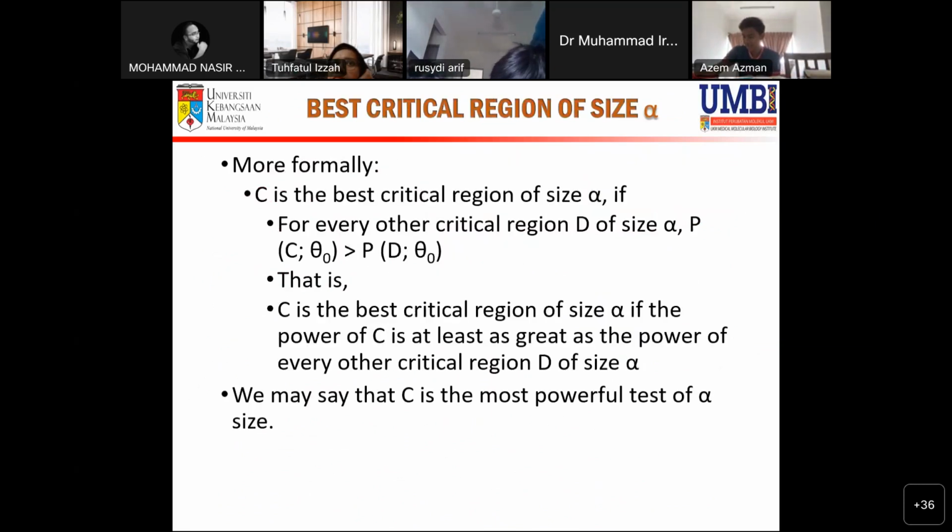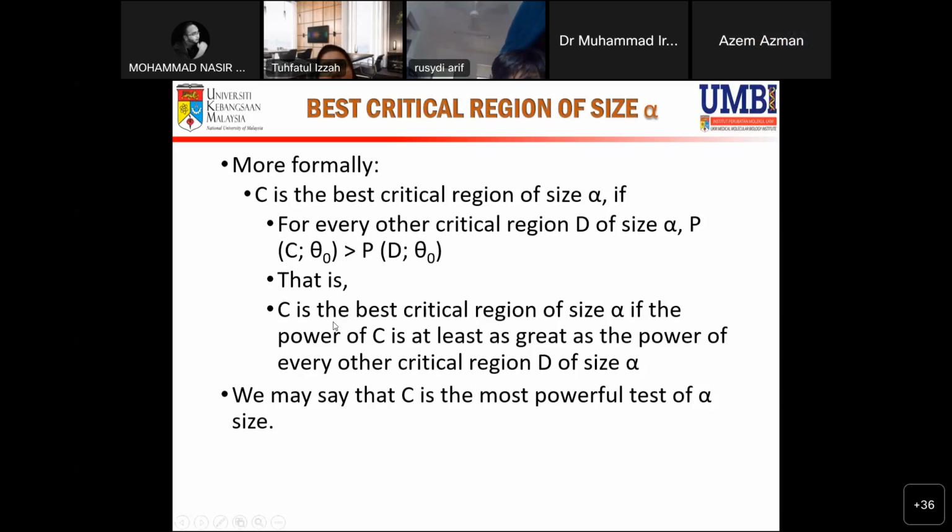Okay. So more formally, C is the best critical region of size alpha if for every other critical region D of size alpha, the power under the critical region C, given the null hypothesis, is bigger than the power for the other critical region. That is, C is the best critical region of size alpha if the power of C is at least as great as the power of every other critical region D of size alpha. And in this case, we may say that C is the most powerful test of size alpha. Why is it most powerful? Because it maximizes the 1 minus beta, the power of the test, while minimizing the type 2 error, your beta, and at the same time at a fixed type 1 error rate of alpha. In the usual case, around 0.05.